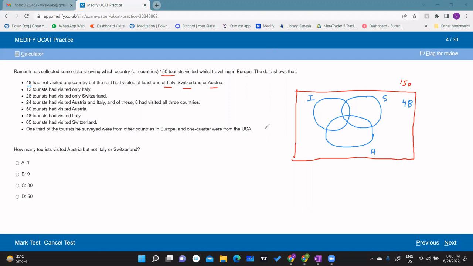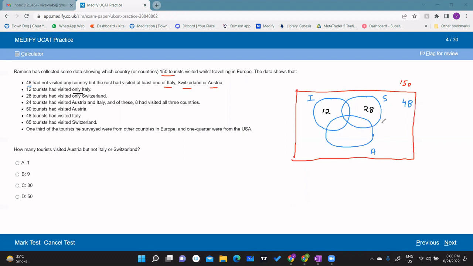12 tourists had visited only Italy. Italy is this entire circle. Only Italy would mean only this part, so I would put 12 here. 28 tourists had only visited Switzerland, so 28 would go here. I hope you are following.